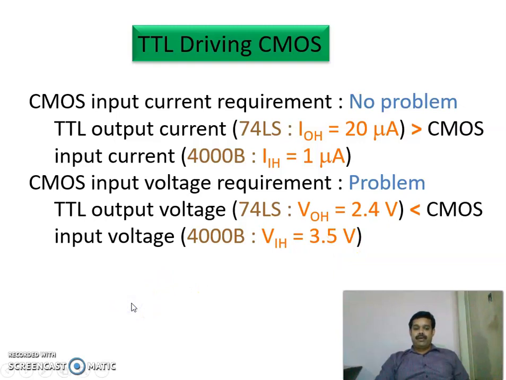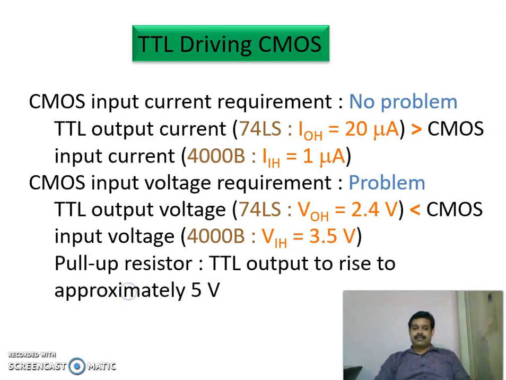Now some arrangement has to be made in order to connect TTL with CMOS. So what we are doing is using a pull-up resistor. The pull-up resistor will raise the voltage to approximately 5 volt. If you connect a pull-up resistor to the output of TTL, that pull-up resistor will make the output 5 volt, so that this 5 is greater than 3.5 volt, and you can make the TTL drive the CMOS.